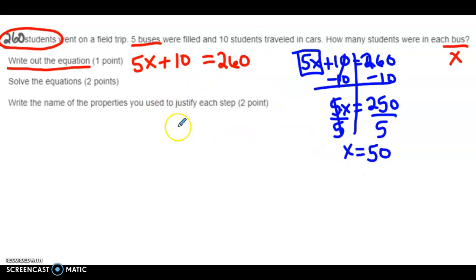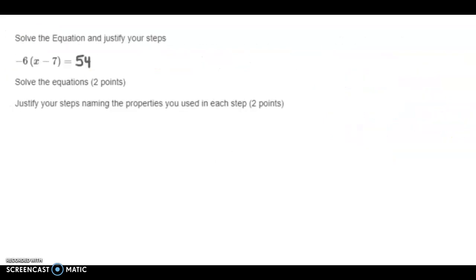So there's 50 students on each bus, and then step 3 says write the names or properties you use to justify each step. All right, so here we subtracted, then we simplified, then we divided. All right, solve the equation and justify your steps. So again, we want to solve it and write the names for each step. So let's get through this one.